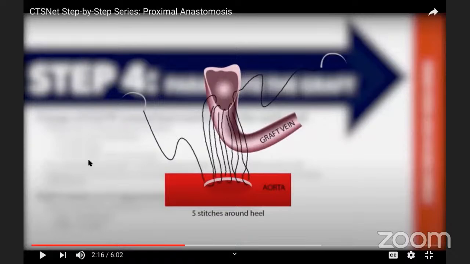we have been taught to do it through the heel first, 3 or 4 sutures, and then you bring it down.